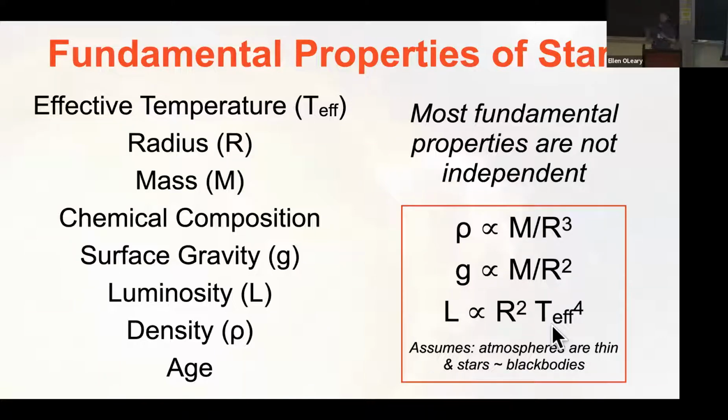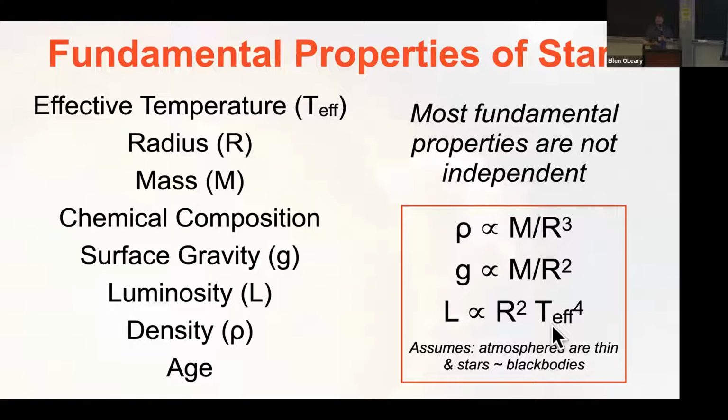They assume, for example, that the photospheres are quite thin compared to the radius of the star up to the photosphere. And they assume that stars roughly radiate as black bodies, which is, of course, not exactly true. But for the purposes of this talk and for the uncertainties we're worrying about, we'll make that assumption and assume that it holds true.